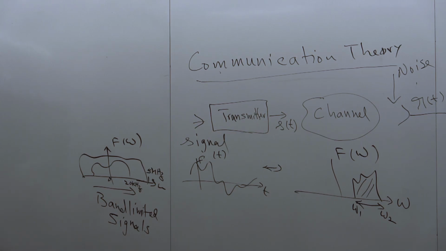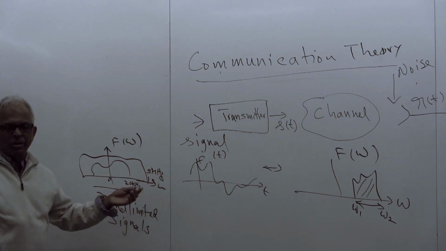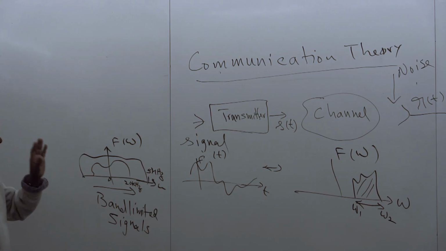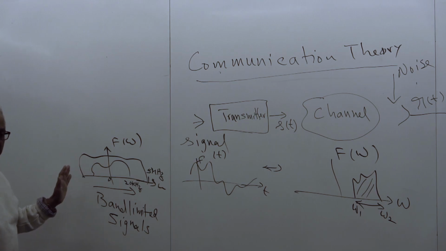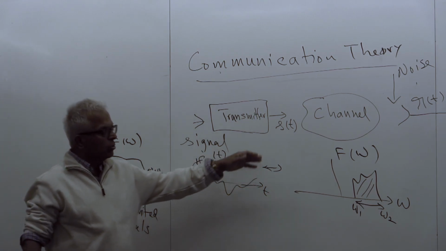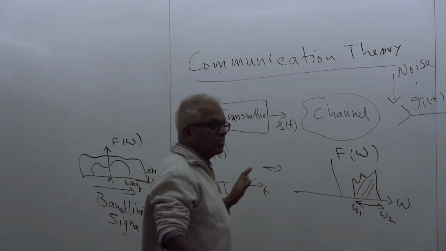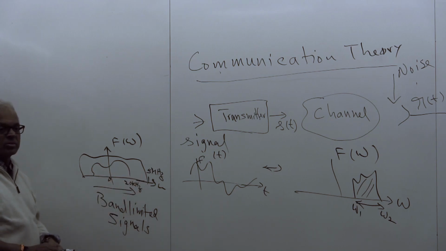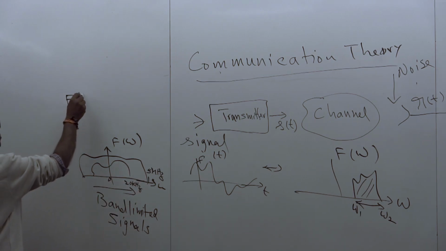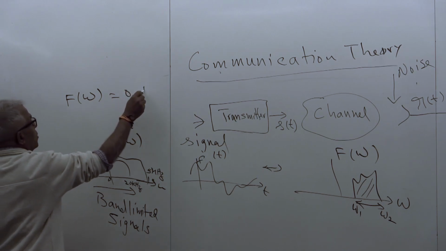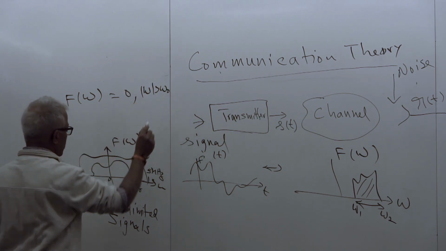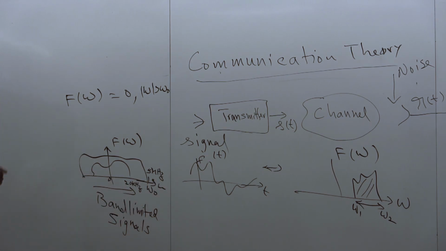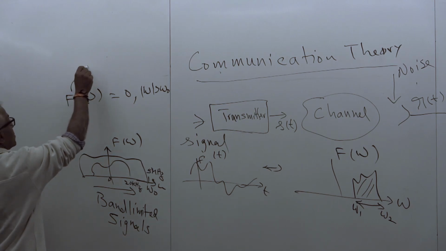A band limited signal is where, remember, I haven't discussed the frequency representation, we will do it. When you look at the signal in the frequency domain, unlike here, where things go on forever, it is compact. There is nothing beyond a certain frequency. So a band limited signal is where F of omega is 0 beyond a certain frequency, omega greater than omega naught. So this is your omega naught. Beyond omega naught, there is no information. So this is a band limited signal.